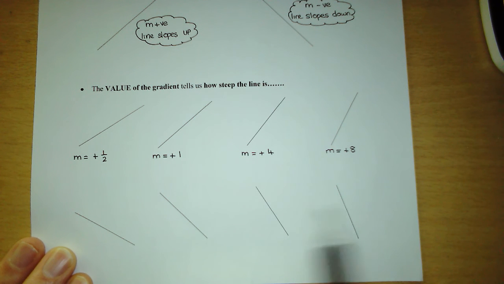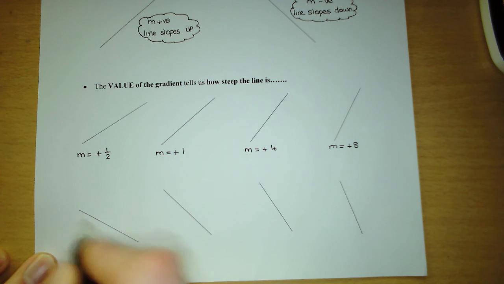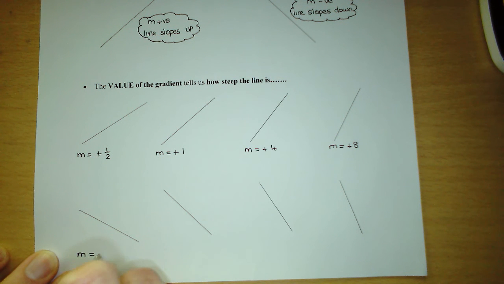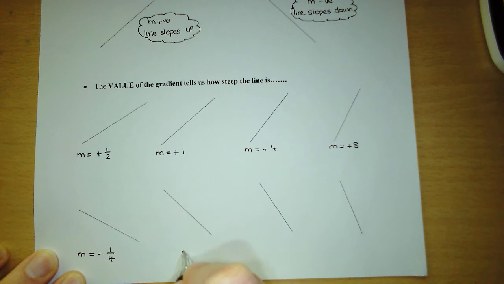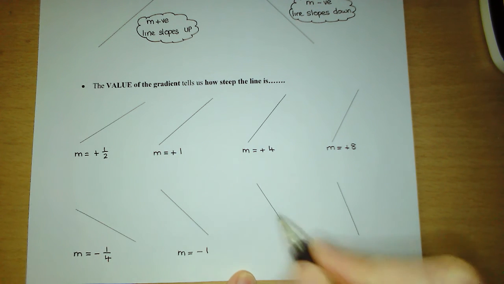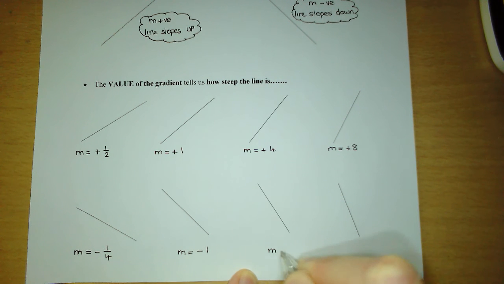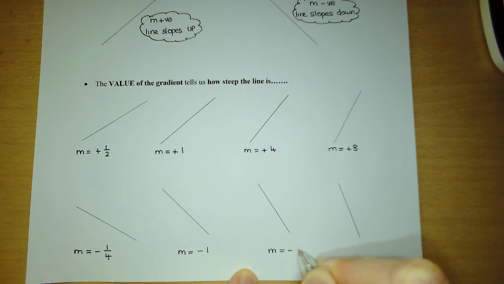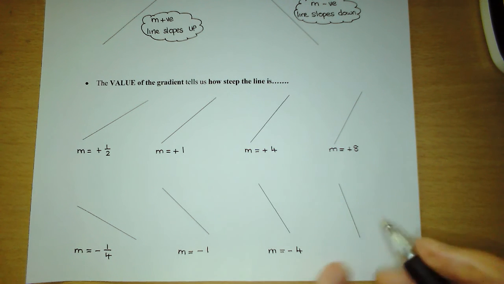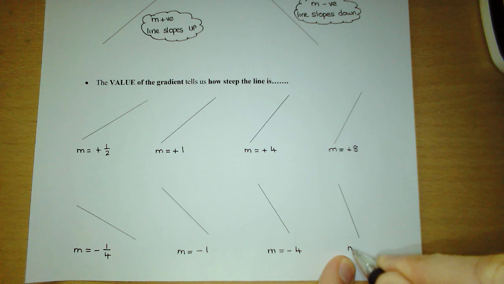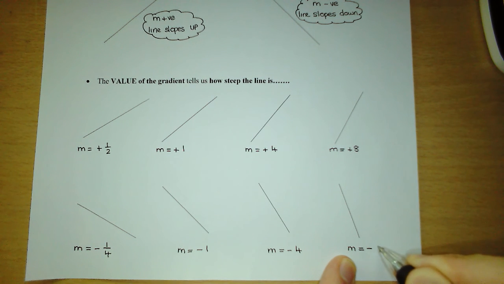I could illustrate that as well with lines that are sloping down. So these are clearly all negative gradients. For example, this line here could represent a gradient of, say, -1/4. And then the next line across is a bit steeper. That could be a gradient with, say, value -1. Getting steeper again, the value of that gradient could be, say, -4. Getting steeper again, the gradient here could be, say, -8.